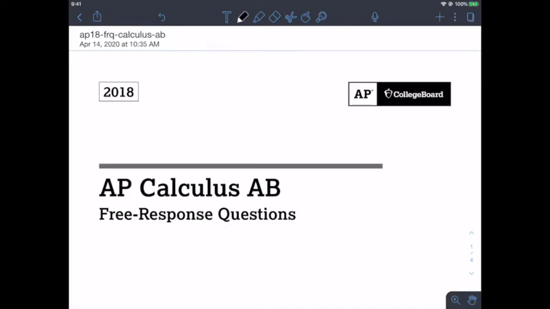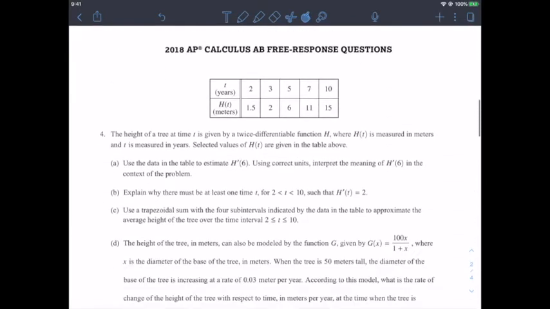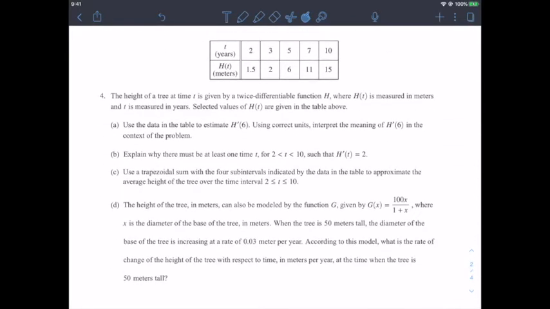Okay, we're taking a look at 2018's AP Calculus free response question. The first one we're going to take a look at today is number 4. So the height of a tree, we're given a table for this one, but the height of a tree at time t is given by a twice differentiable function h, where h of t is measured in meters and t is measured in years. Select values of h of t are given in the table above.